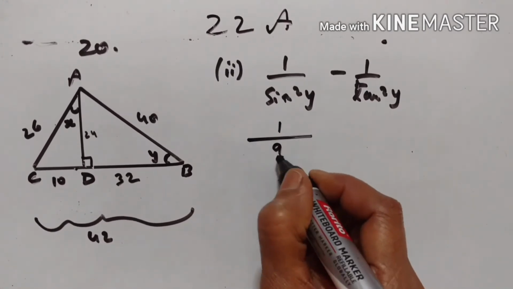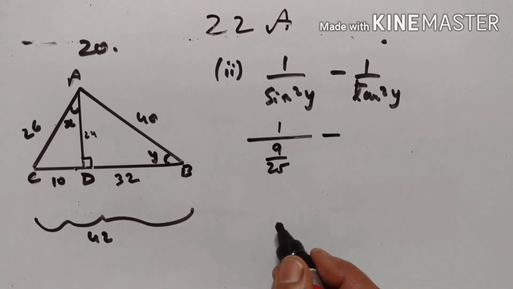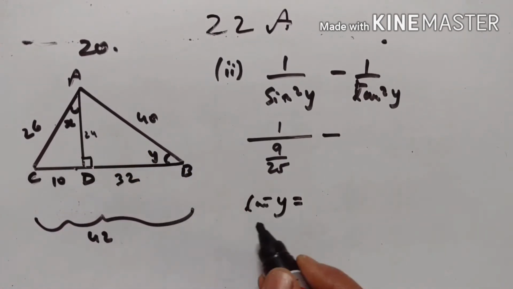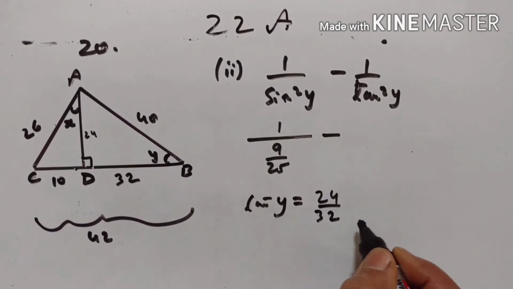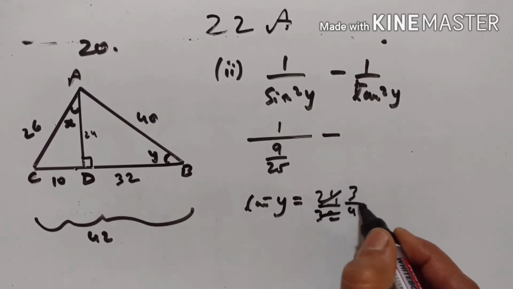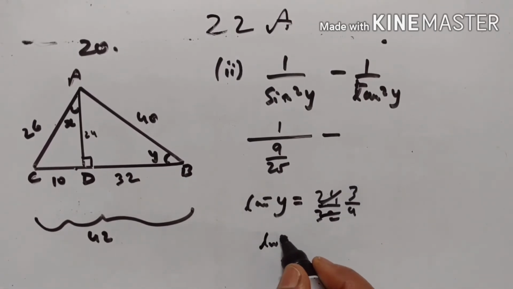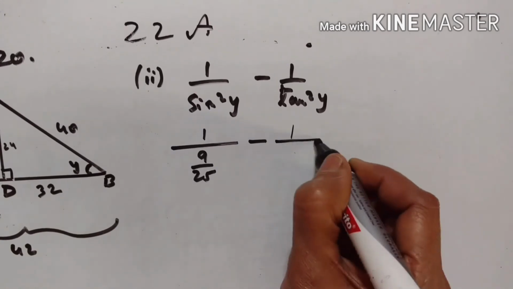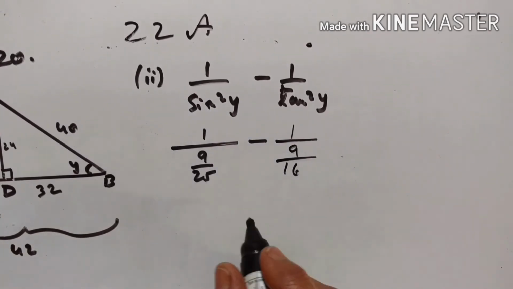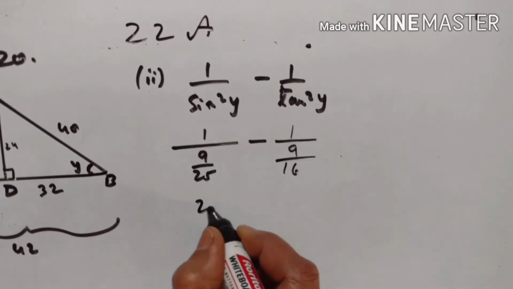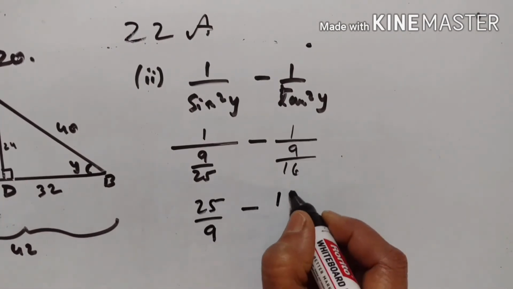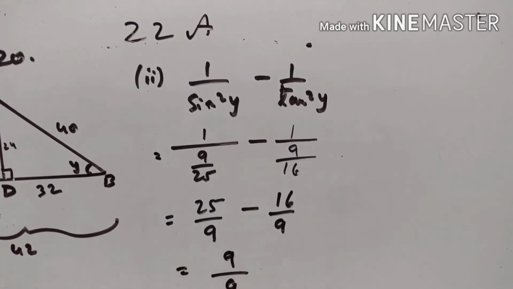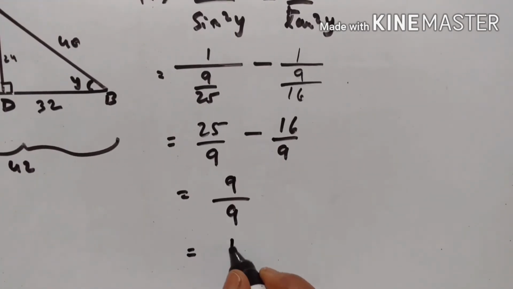1 upon 9 upon 25. So what is tan squared y? Tan y is equal to opposite upon base, 24 upon 32. 8 3s are 24, 8 4s are 32. Tan squared y is equal to 9 upon 16. 1 upon 9 upon 16. 25 goes to the numerator. 25 upon 9 minus 16 upon 9. This is equal to 9 upon 9, which is equal to 1.